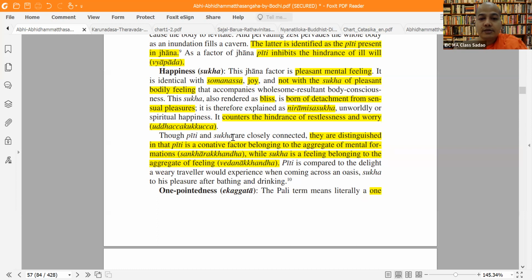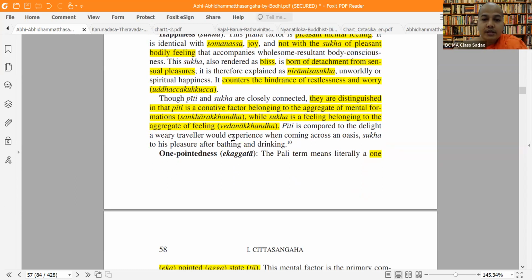This sukha, also rendered as bliss, is born of detachment from sensual pleasures. It is therefore explained as niramisa sukha, unworldly or spiritual happiness. It counters the hindrance of restlessness and worry, uddhacca-kukkucca. This is another nivarana. Though piti and sukha are closely connected, they are distinguished in that piti is a cognitive factor belonging to the aggregate of mental formation, sankhara khanda, while sukha is a feeling belonging to the aggregate of feeling, vedana khanda.